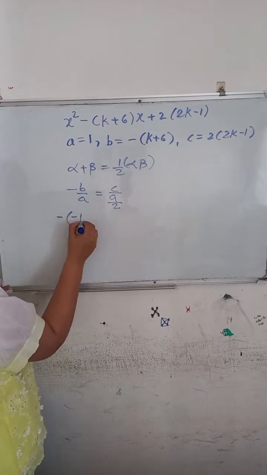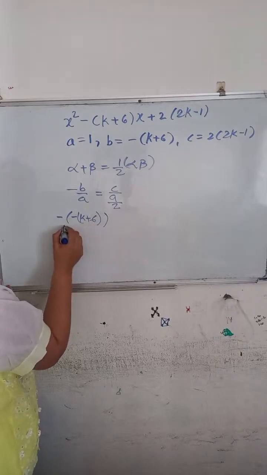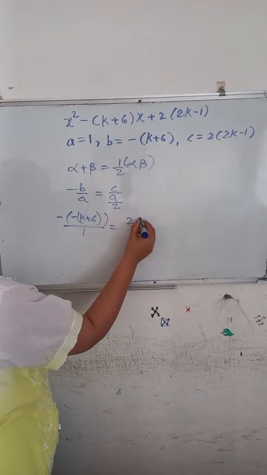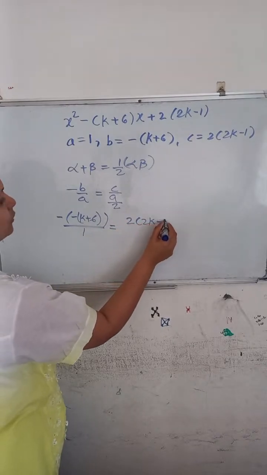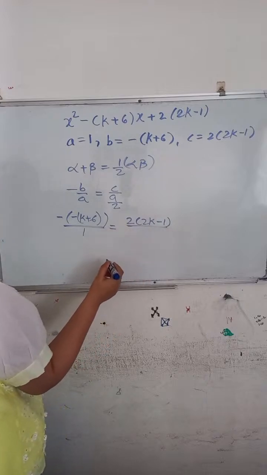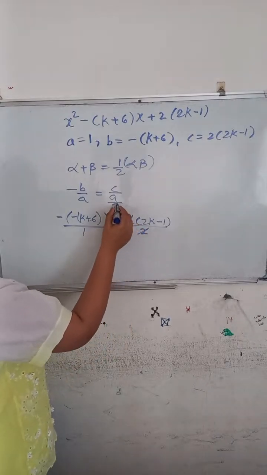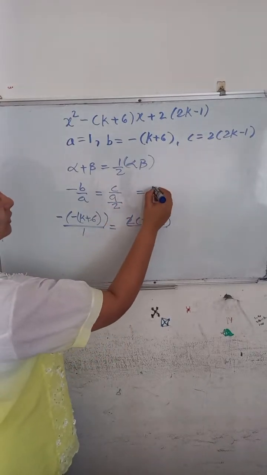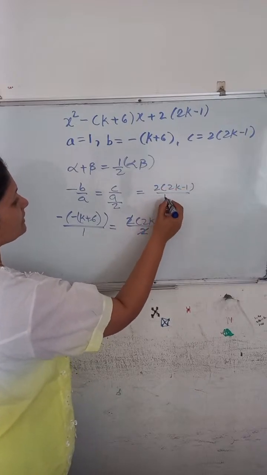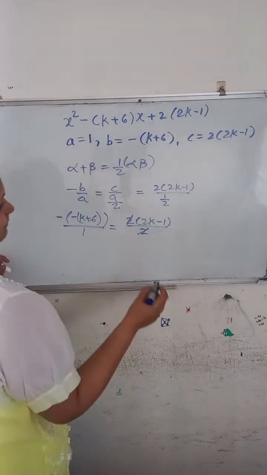Minus of minus k plus 6. This I will keep in the bracket, divided by a, which is 1. So c is nothing but 2 inside the bracket, 2k minus 1, and a is 1 divided by 2. That is nothing but 2, so 2 and 2 get cancelled. Did you understand this? This is 2 into bracket 2k minus 1 divided by 1 by 2, this entire divided by 2.